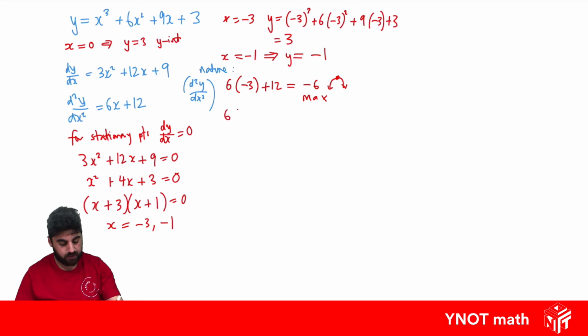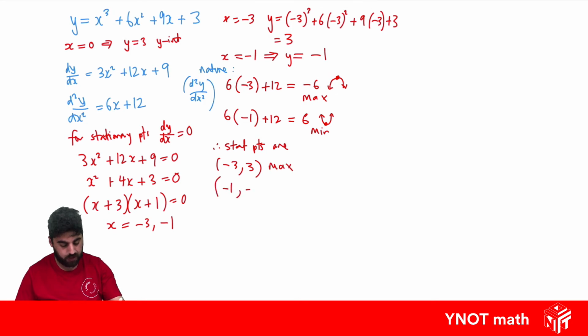Do the same thing with the other stationary point, which is minus 1. Put it into the second derivative. That's going to be minus 6 plus 12 to give us 6. Because that's positive, we get a concave up curve, which implies a minimum turning point. So we can say, therefore, the stationary points are minus 3, 3, which is the maximum, and minus 1, minus 1, which is a minimum.